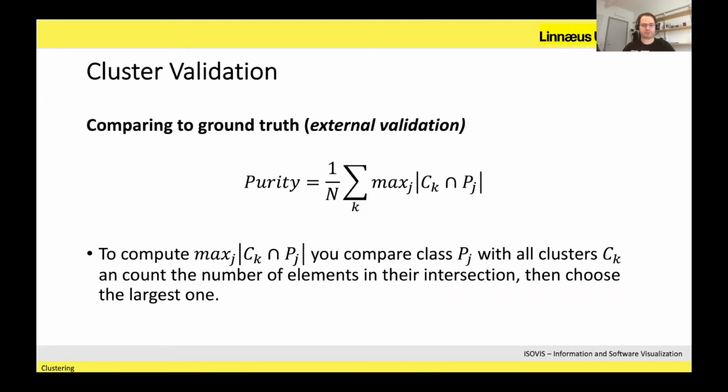But anyway, in order to compute purity, you have to compute this maximum intersection between a certain cluster K and a certain class J. So you take a class, like class 1, whatever it is, and compare it with all the clusters, count the number of elements in their intersection, and then choose the largest one. So what we're trying to do is determine some one-to-one connection between a class and a cluster. Actually, is it one-to-one?